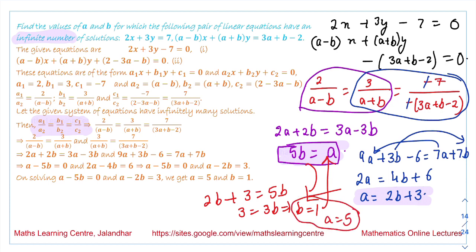So we are saying these are the two values, that is a is equal to 5 and b is equal to 1, which satisfy both these equations. So this is the required answer: for a is equal to 5 and b is equal to 1, this system will have infinitely many solutions.